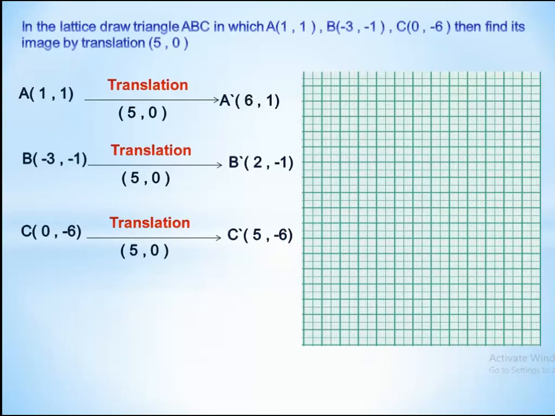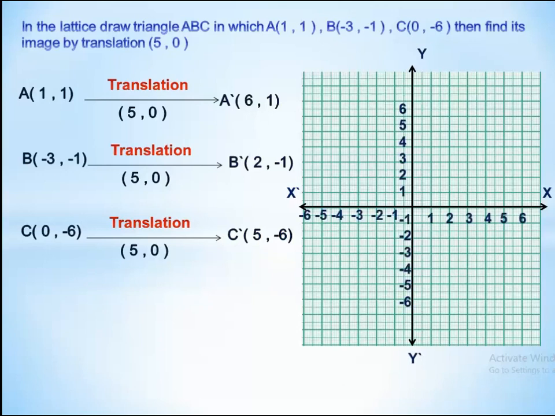Let's draw on graph paper, then draw the x-axis and y-axis, x dash, x, y and y dash. Positive numbers, negative, negative, positive. The middle point is 0. Let's locate point A, 1 and 1. Point B, negative 3 and negative 1. Point C, 0 and negative 6. Locate point C and join the 3 points.